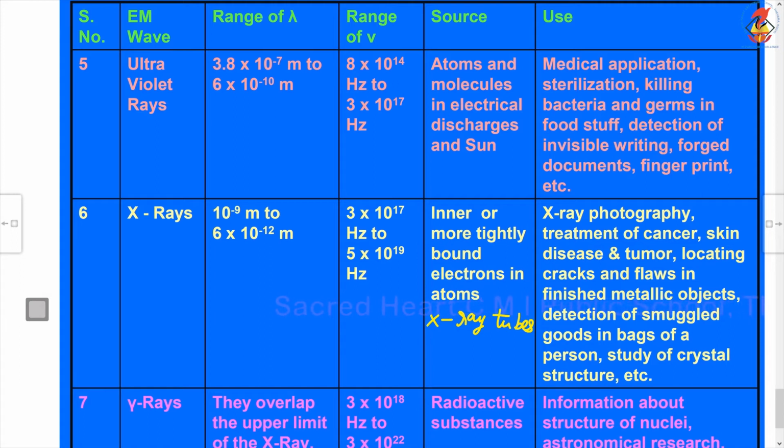X-rays can be used in locating cracks and flaws in the finished metallic objects. We will pass X-rays through that metallic object. If there is any crack, X-ray will strike there and reflect back. So thereby we can understand where is the crack.